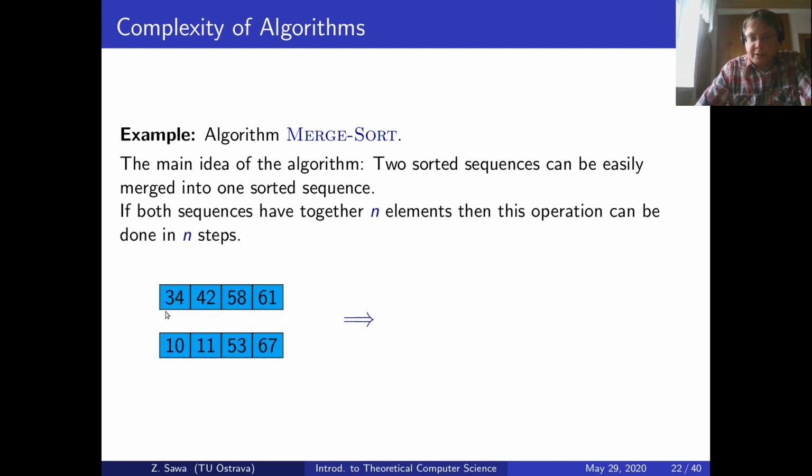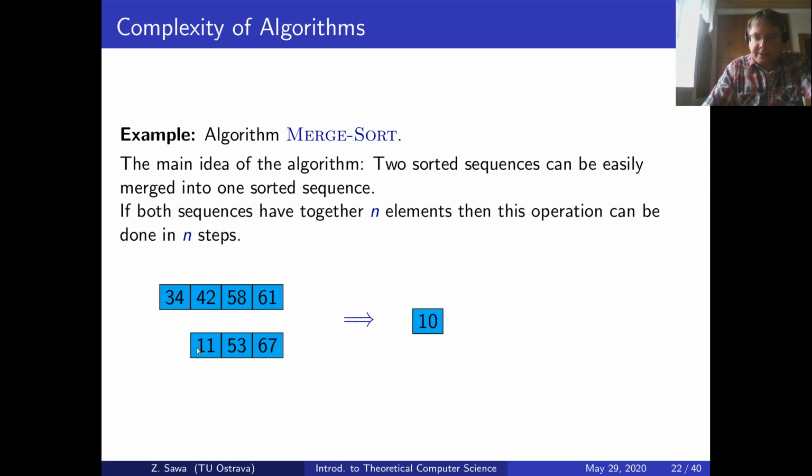We have two sorted sequences. We could just consider the first elements in these sequences that have not been processed yet and compare them, and whichever one is smaller will be added to the resulting sequence. So for example, 10 is smaller than 34, so 10 will be selected and added.